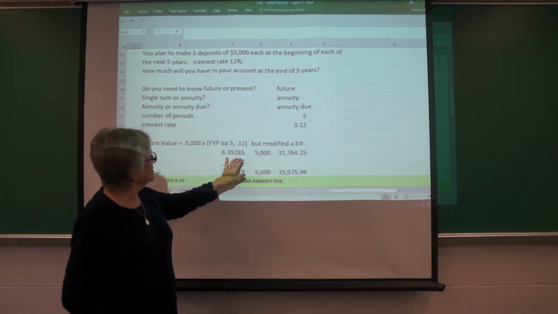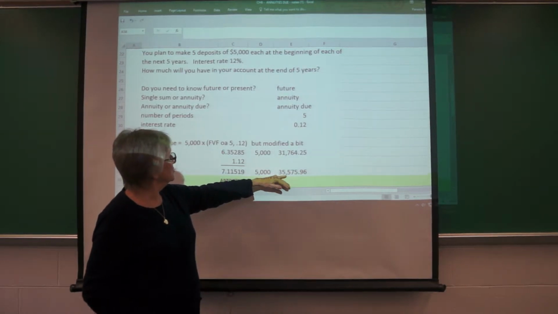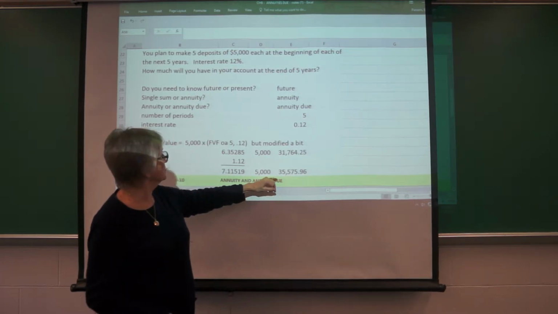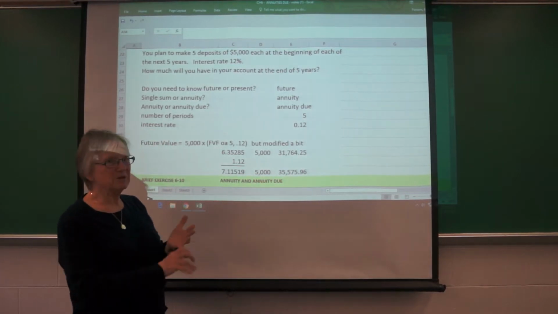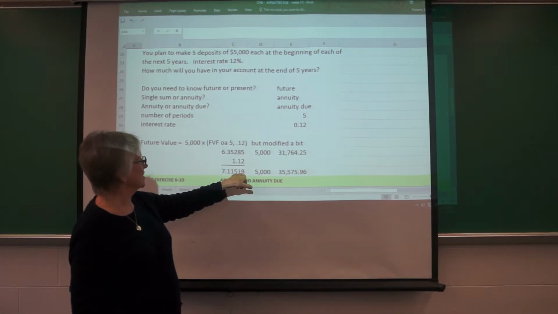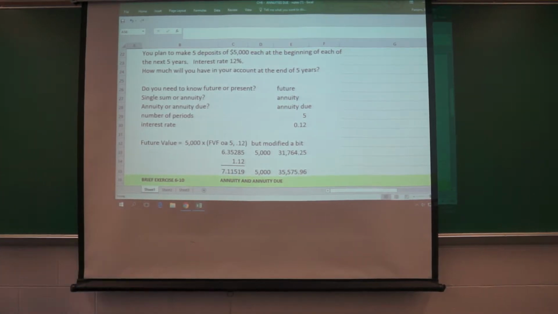So for an ordinary annuity, this would be the amount that it would grow to, but for an annuity due, it would obviously be more because you've got that extra interest period. So look up the ordinary annuity factor, multiply it by 1 plus the interest rate, and you get the factor for the annuity due. Okay, so let's just do a problem here.